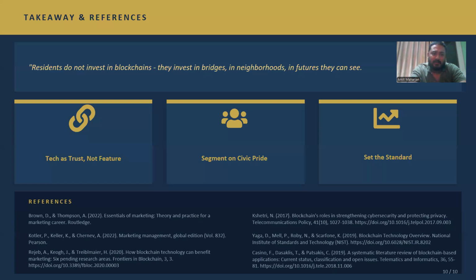Here are some takeaways and references. I will close with the most important line: residents do not invest in blockchains; they invest in bridges, in neighborhoods, in futures they can see. ABC's major advantage is that the investment is credible and traceable. There are three takeaways. Sell trust, not features. Segment on civic pride. And third, set a standard: the first city to succeed with this model shapes how the next cities can do it.